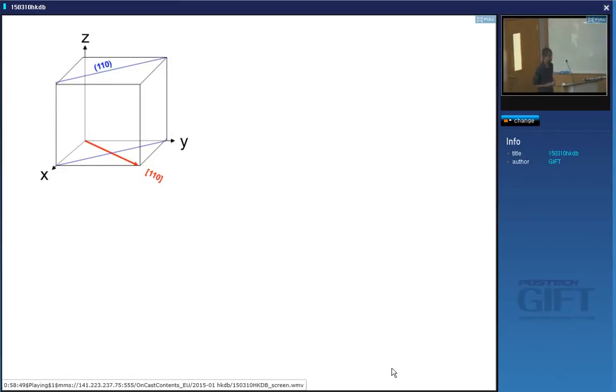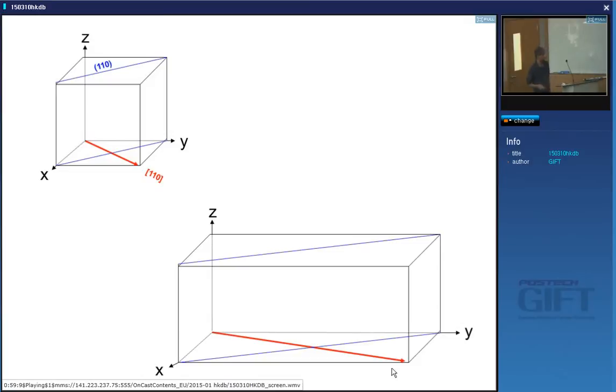Now, this is a cube, and this is the 110 plane, and this is the 110 direction. Now, the 110 direction in a cube is normal to the 110 plane. That is not the case when we deviate from the cube. So, this is an orthorhombic cell. This is the 110 plane. And you can see that the direction is not at 90 degrees to the 110 plane.